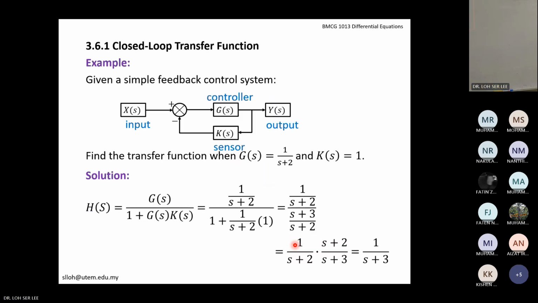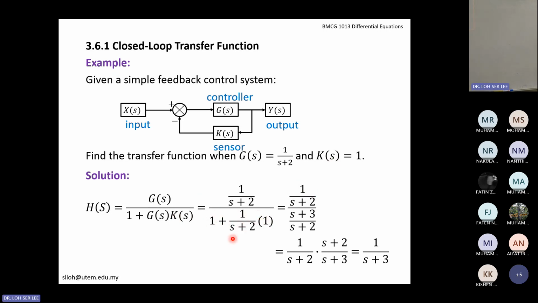So for example, given a simple feedback control system, find the transfer function when G(s) is this one and K(s) is one. You are given G and K here, and you just need to substitute them into the formula and then simplify. This is the problem where the lecturer complains. G(s) is 1 over s plus 2, over 1 plus G times K, because K is 1.